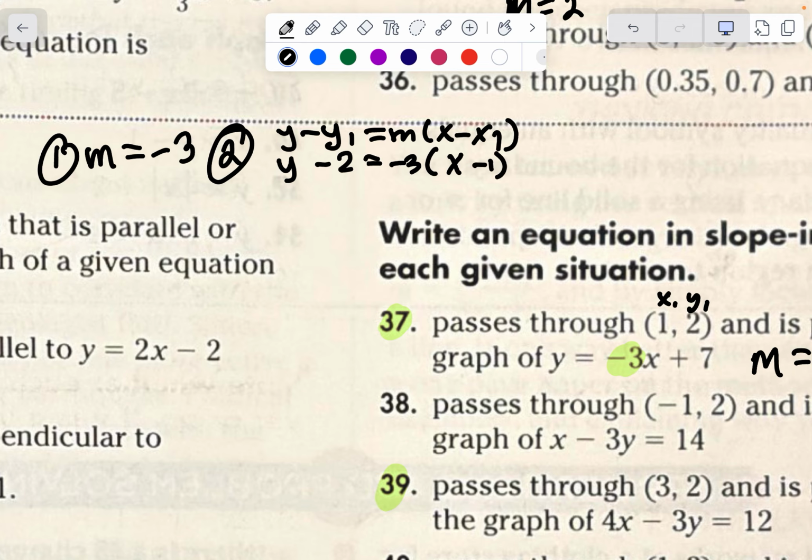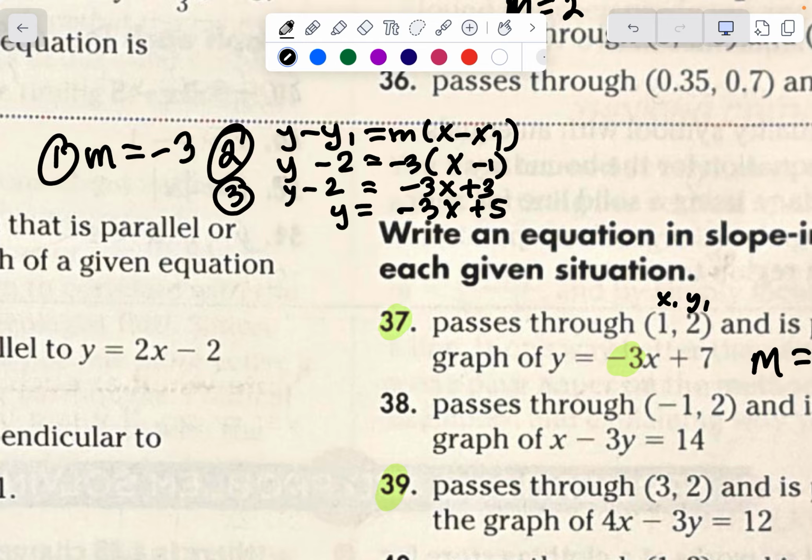And the third step is to solve it for y. To solve for y, it's pretty much the same procedure every time. Distribute. Move this. Distribute. Move this. It's pretty much that setup. If you distribute, you get y minus 2 equals -3x plus 3. If you add 2, because we have a minus 2 on the left, it's going to become a plus 2 on the right. Our equation is y = -3x + 5.